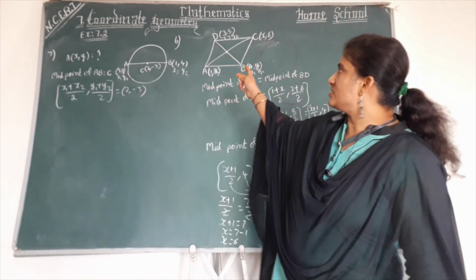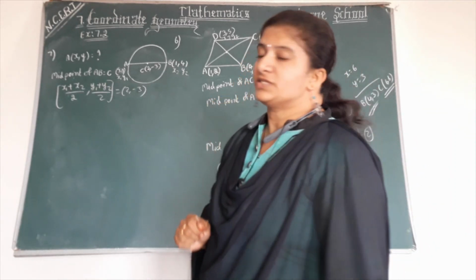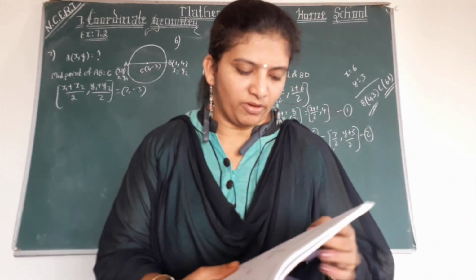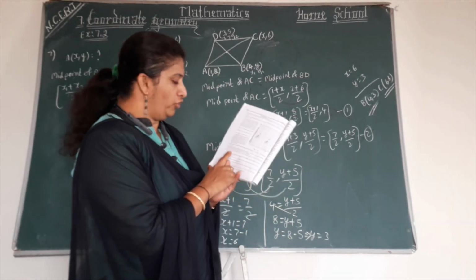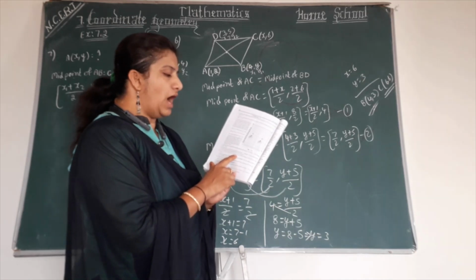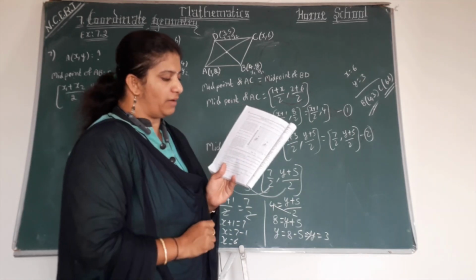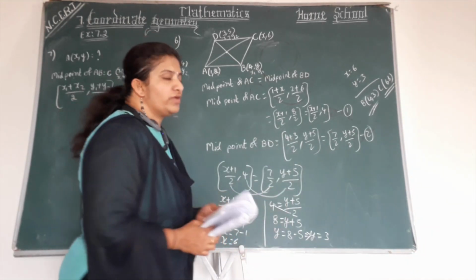So here we are going to start with the 6th problem. So what is the 6th problem? Let's see the 6th problem here. If (1, 2), (4, y), (x, 6) and (3, 5) are the vertices of a parallelogram taken in order, find x and y. So what do we have here?